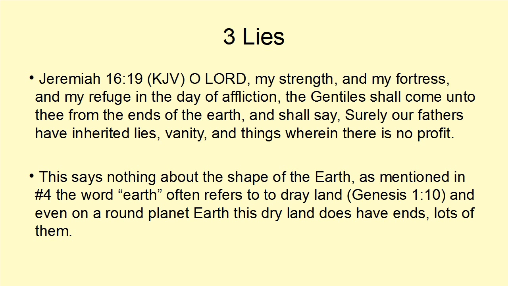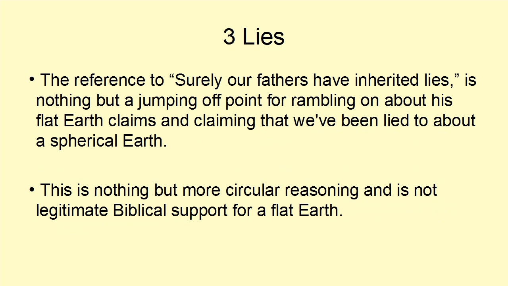Note, this says nothing about the shape of the earth, and as mentioned in number 4, the word earth often refers to dry land, Genesis 1:10. And even on a round earth, this dry land does have ends, lots of them. The reference to surely our fathers have inherited lies is nothing but a jumping off point for rambling on about his flat earth claims and claiming that we've been lied to about a spherical earth. This is nothing more than circular reasoning and is not legitimate biblical support for a flat earth.